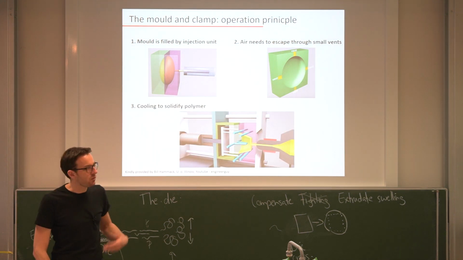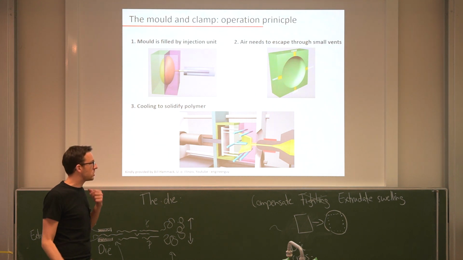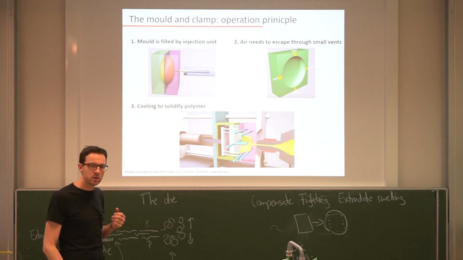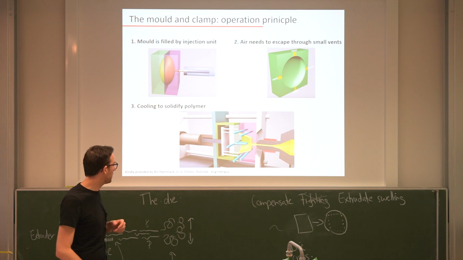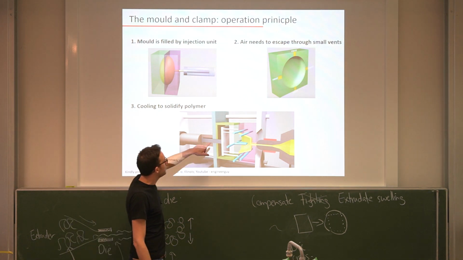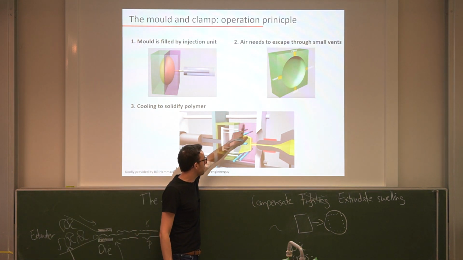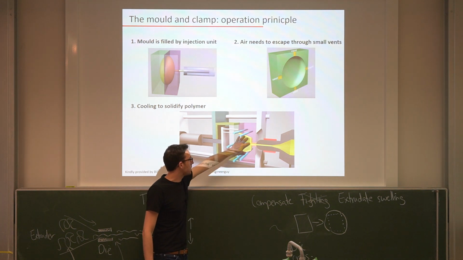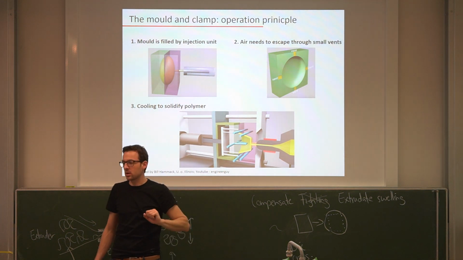Well, and finally, we need to make sure that the polymer, once it's injected into our mold, is cooled so that we can take it out as a solid material. And this is realized by simply water pipes where you flow cold water and then solidify the material that you want to form.